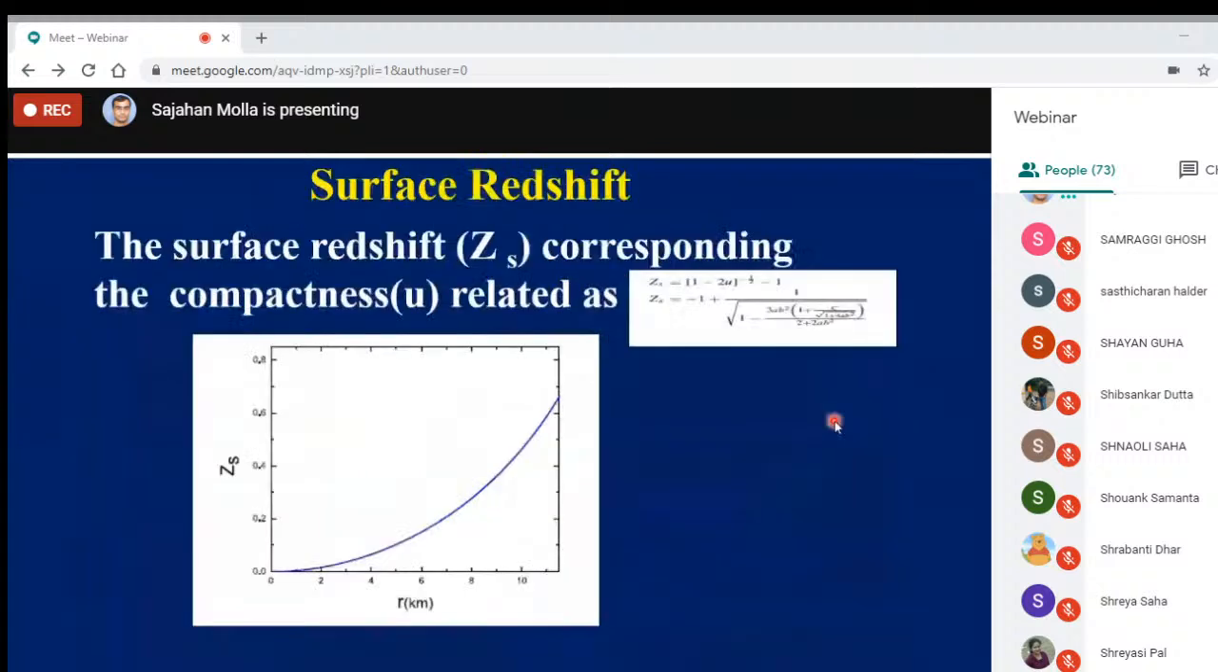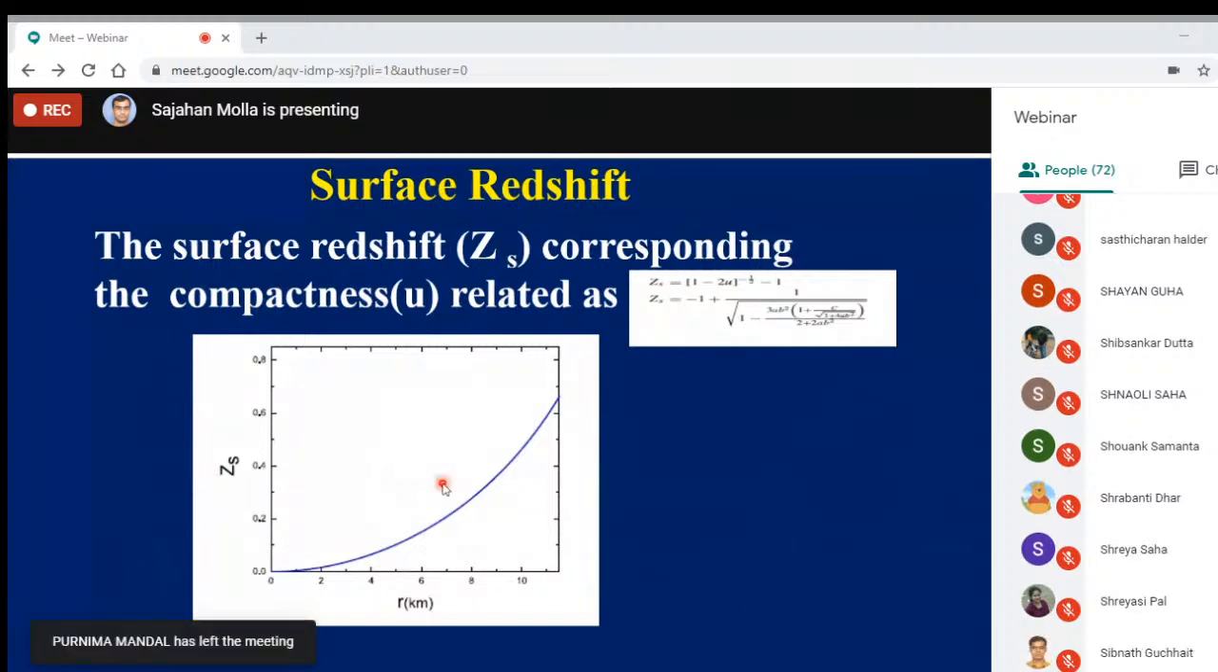We have also calculated surface redshifting from our model, where the redshift Zs is related to the compactness U, such that Zs equals 1 minus 2U to the power minus a half, minus 1. When we put all the metric parameters in this equation, we get the figure here, and from this figure, for any radial value, we get the surface redshift of the pulsar model.